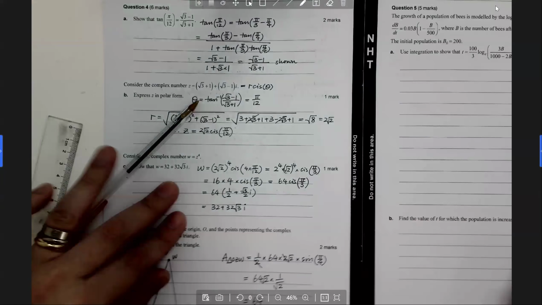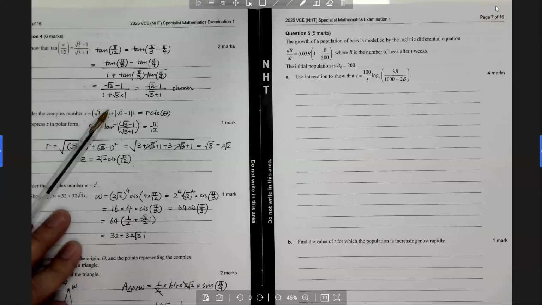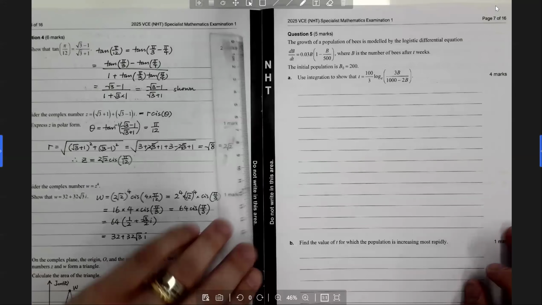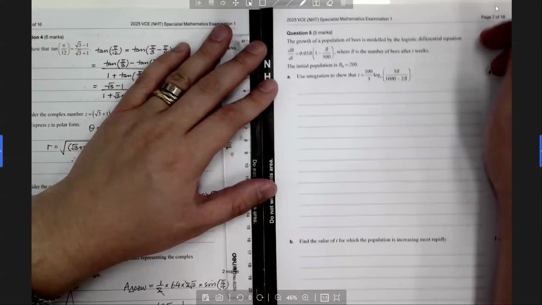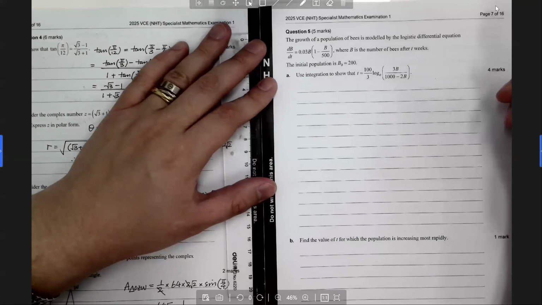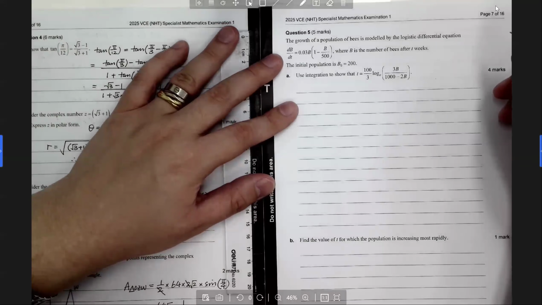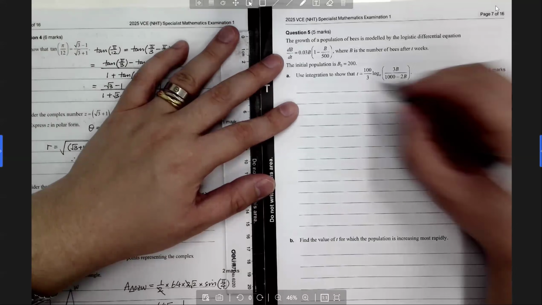All right, moving on. Question 5. Quite a bit of working. The growth of a population of bees is modeled by the logistic differential equation dB/dt equals 0.03 B times 1 minus B over 500, where B is the number of bees after t weeks. Initial population B naught is 200. Use integration to show that t is this expression.